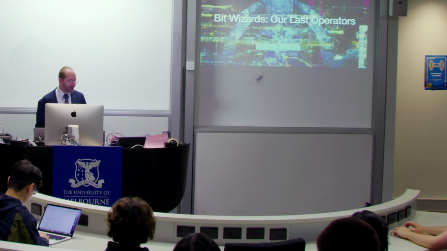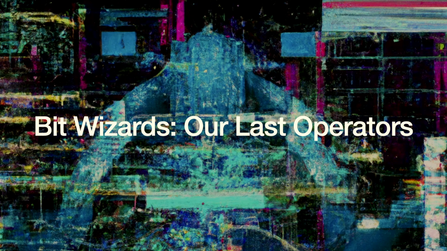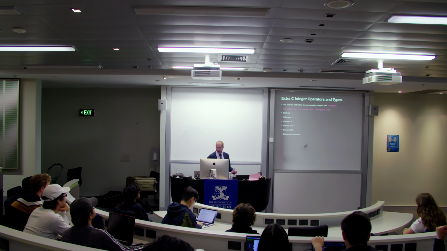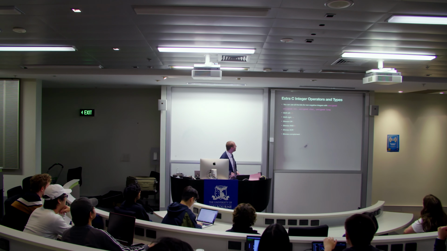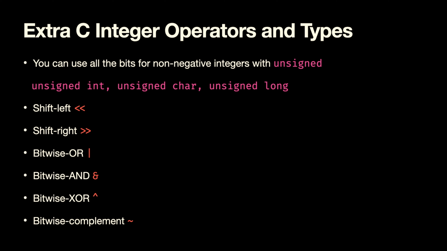Okay, so we're finally down to our last operators in C, which are tied to what we've just seen. So here are all the remaining operators in C that we're going to cover in the class. And we're also going to talk about some more integer and floating point types that you can use in your code if you want to.